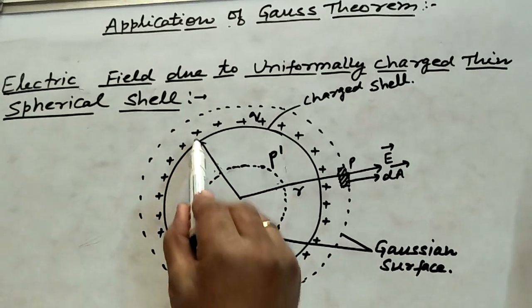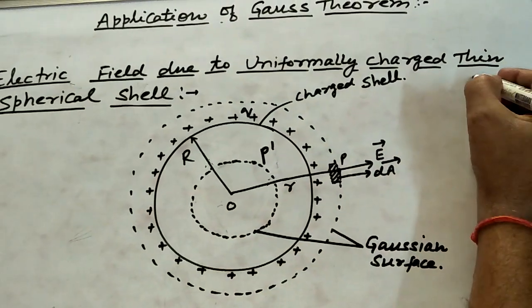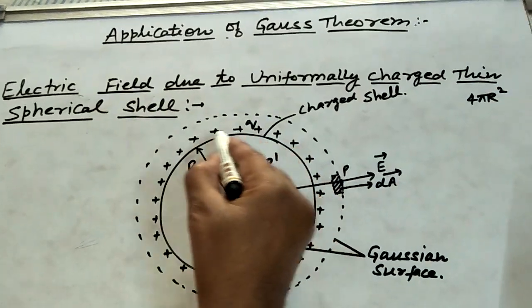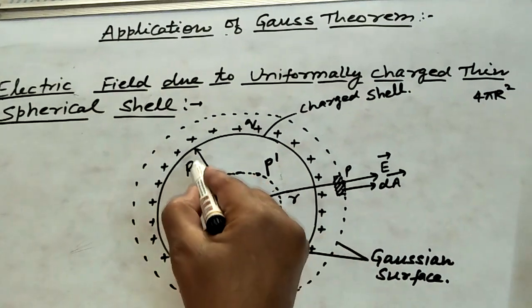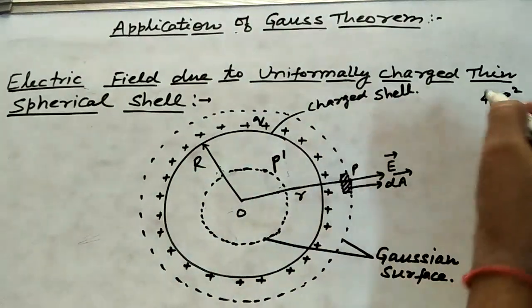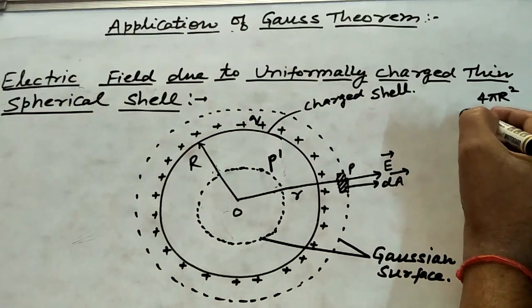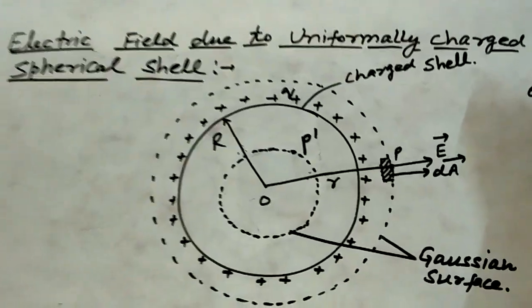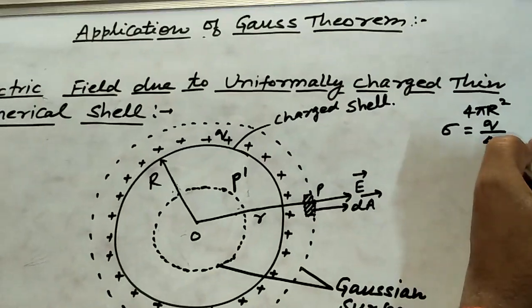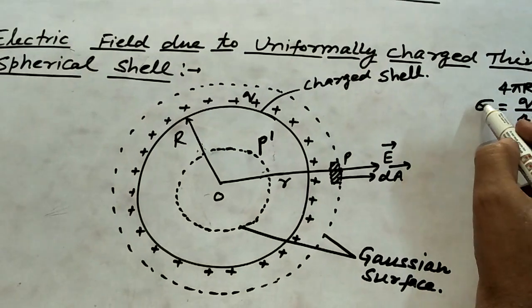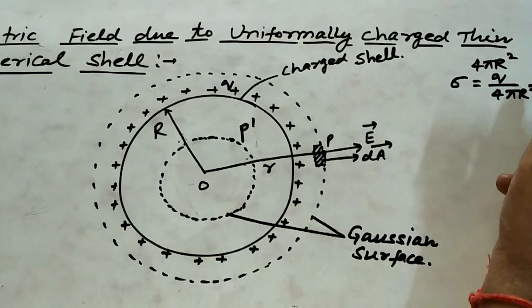For this cell, the surface area is 4 pi r square, where capital R is the radius of the spherical cell, and the charge given to this cell is Q. So its surface charge density, sigma, which is charge per unit area, is Q upon 4 pi r square. So the surface charge density sigma is equal to Q upon 4 pi r square.